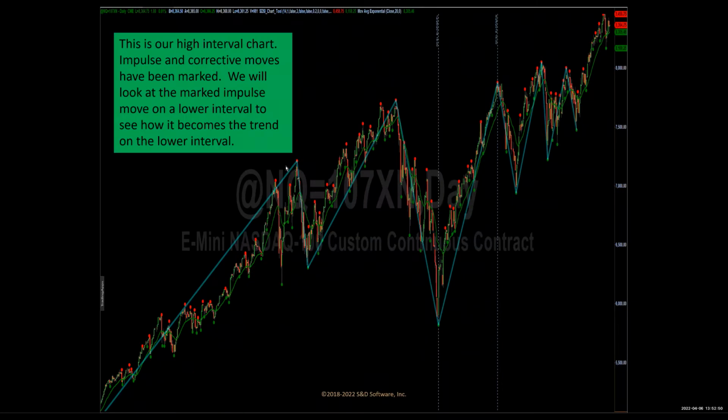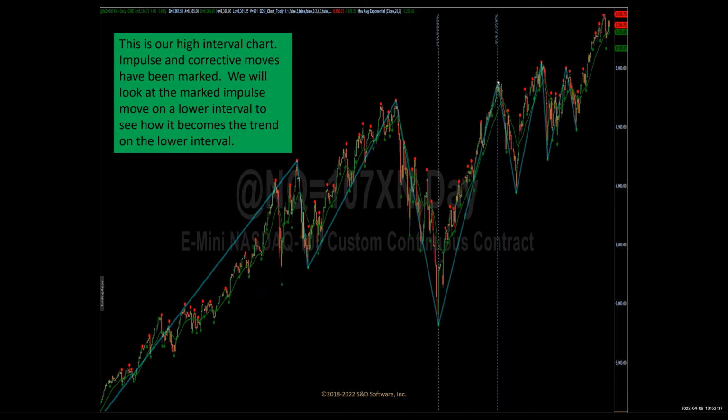So here we're going to start with our higher interval. There's a chart of the NQ. It's a little squeezed to fit it on the screen here, but we can see we have the impulse move here marked. We have a corrective move. We have another impulse move. Over here, we have a long correction. But then the trend reasserts itself. And we get another impulse move up. And it keeps chugging away. So we're going to look at this move here between these two vertical lines. On the higher interval, it's just a nice move upwards.